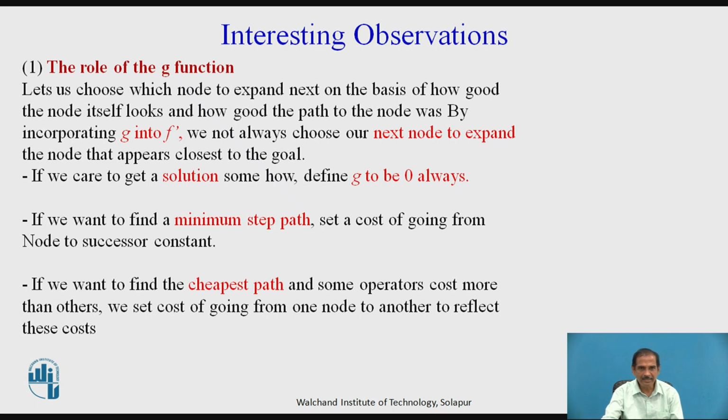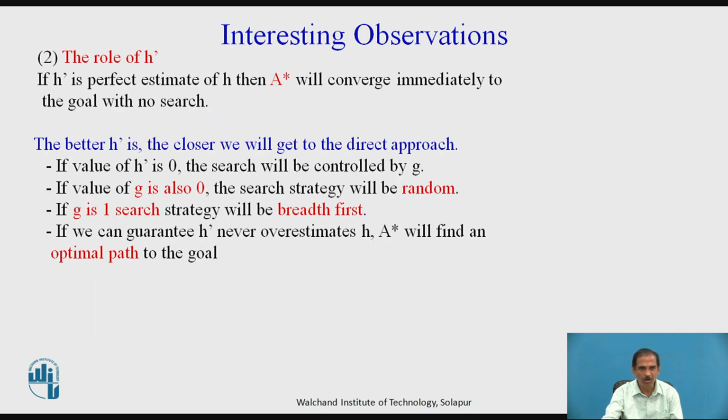If we want to find the minimum step path, set the cost of going from the node to the successor constant. If you want to find the cheapest path and some operators cost more than others, then we set the cost of going from one node to the other to reflect these costs. The role of H dash, taking you from the current node to the goal: if it is the perfect estimate, A star will converge immediately to the goal with no search.